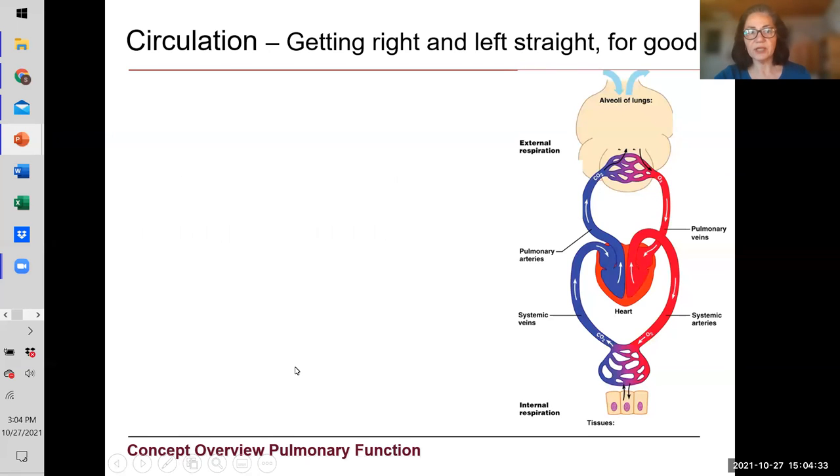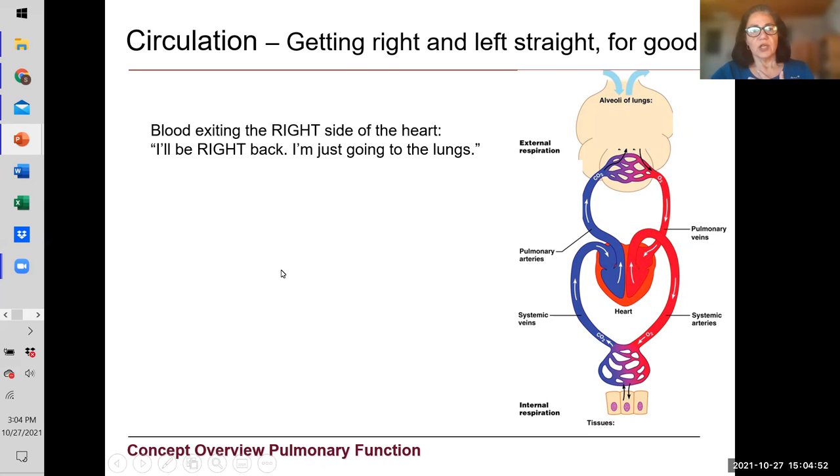Now, how to remember. I need you to get the right side and the left side of the heart straight. And I've told people before, I learned this 100 times and I forgot it 99 times. So I'm going to give you the way that I finally was able to hold on to this information, and hopefully it'll help you as well. So the blood that exits the right side of the heart is just going out to the lungs, and it's going to be right back. And I know I wrote it here, blood exiting the right side of the heart will be right back. I'm just going to the lungs.